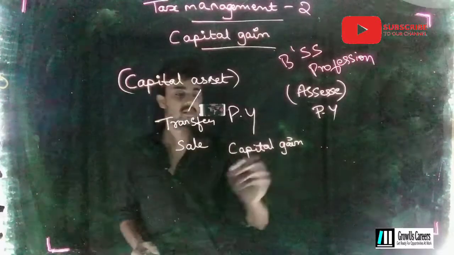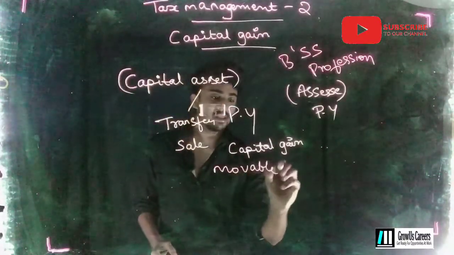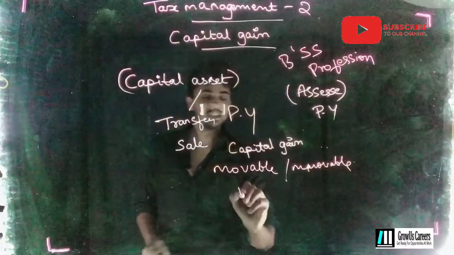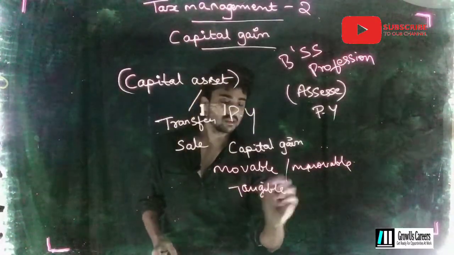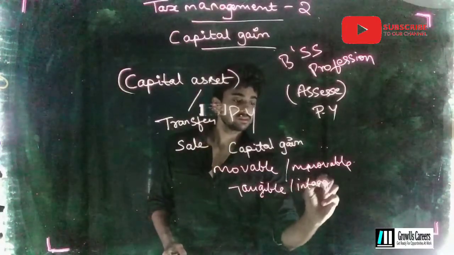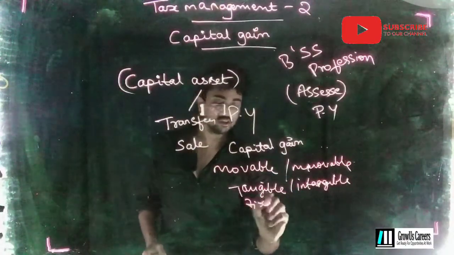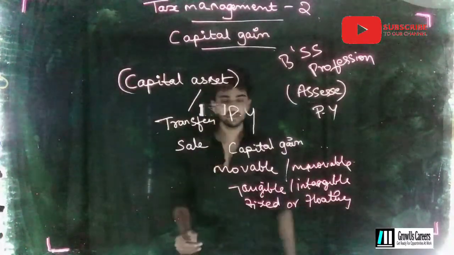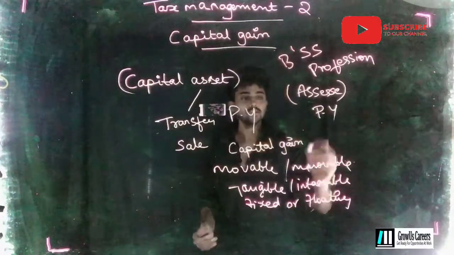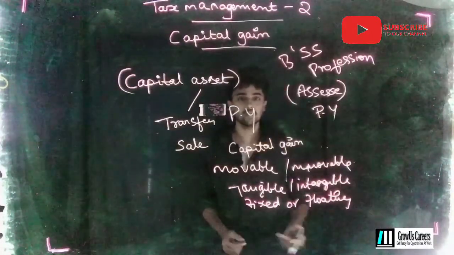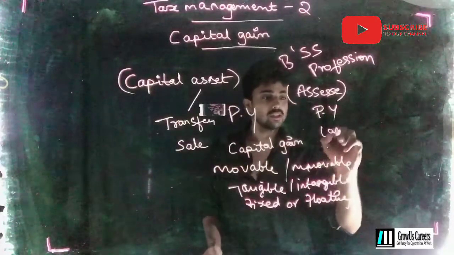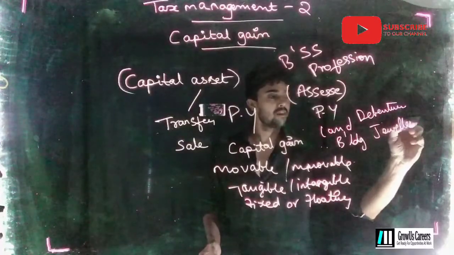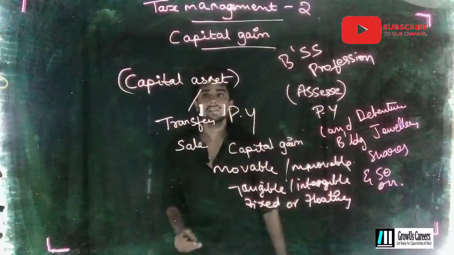So these capital assets may be movable, immovable, tangible, intangible, fixed or floating. It includes land, building, shares, debentures, jewelries, and so on. Land, building, jewelry. So this is an overview for capital assets.